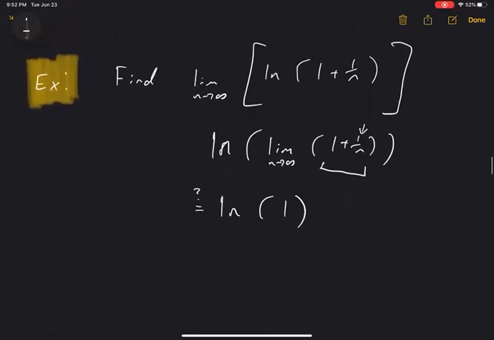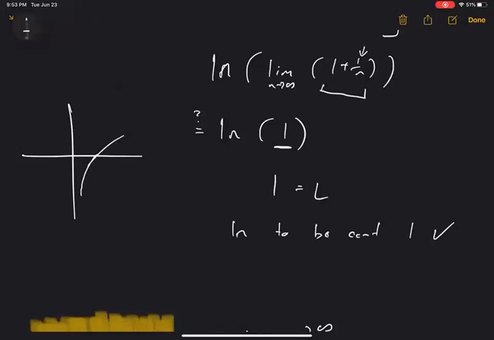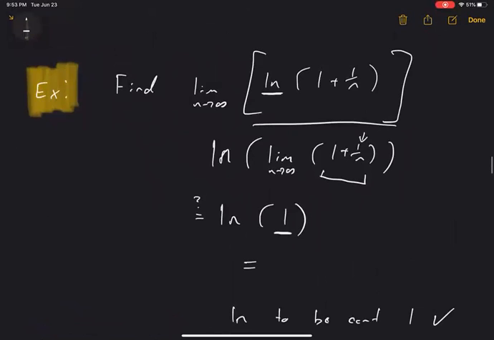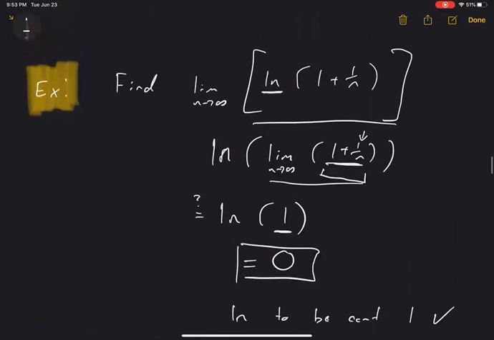Then I go back and ask myself, is the ln function continuous at this value 1? In terms of our theorem, the 1 is our L. So we need ln to be continuous at L equals 1. And it is. The graph of ln looks like this, where this is 1. So yes, that's continuous at 1. So I take the limit inside, this part becomes 1, so I have ln of 1, which is equal to 0. So the limit of my original sequence is equal to 0.